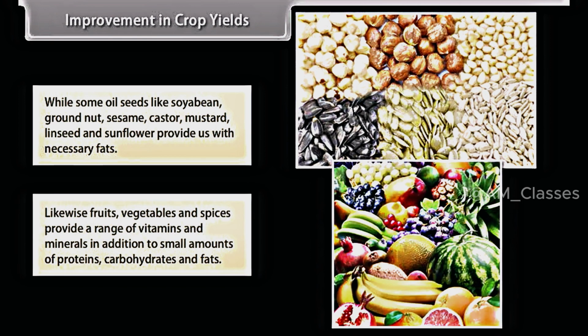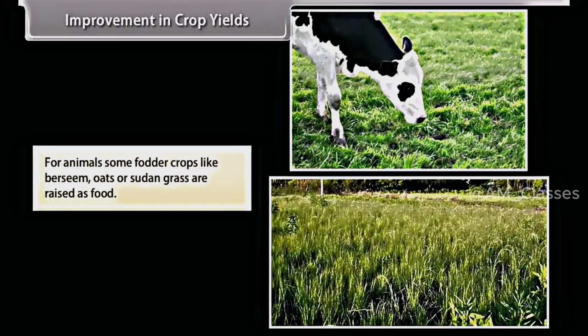Likewise, fruits, vegetables, and spices provide a range of vitamins and minerals in addition to small amounts of proteins, carbohydrates, and fats. For animals, some fodder crops like berseem, oats, or Sudan grass are raised as food.